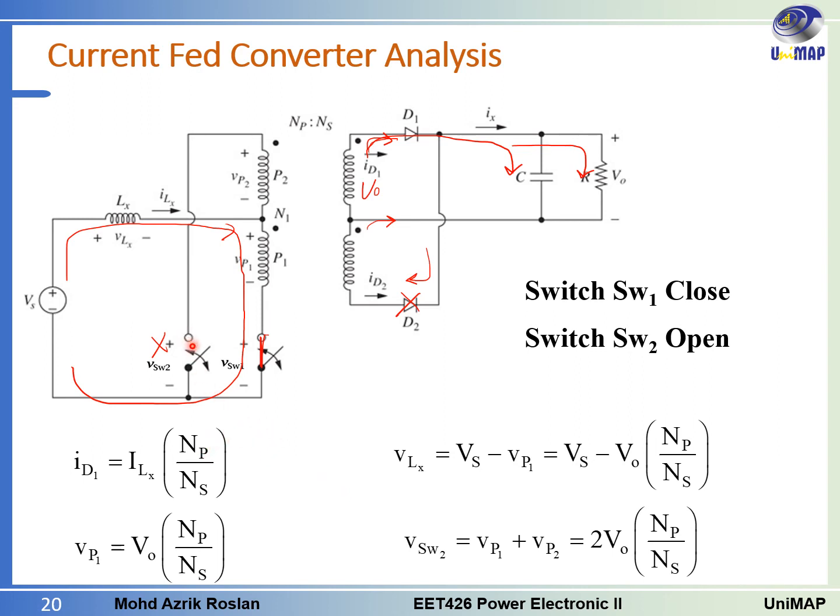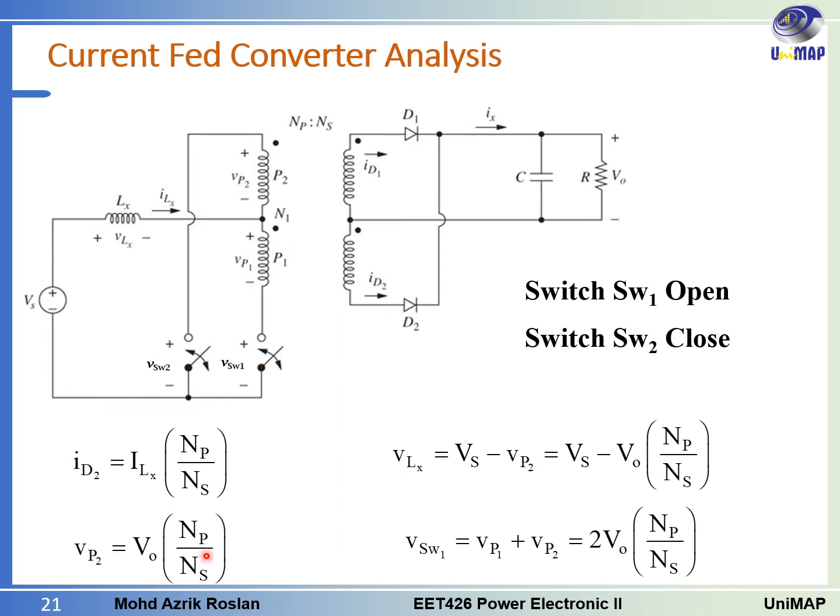And then the voltage across the switch here: if you follow this, this one will be connected to this point and this one will be connected to this point. So the voltage across switch 2 will be this one plus this one. So V switch 2 equals VP1 plus VP2, and VP1 and VP2 will induce the same voltage, so there will be 2 V out NP over NS. So this is the voltage across switch 2 when switch 1 is closed.